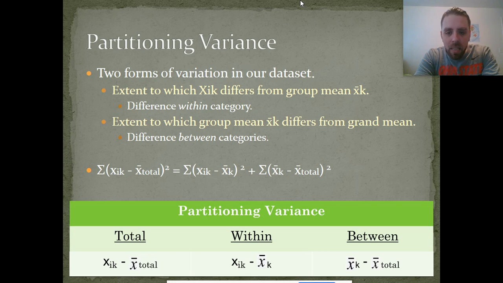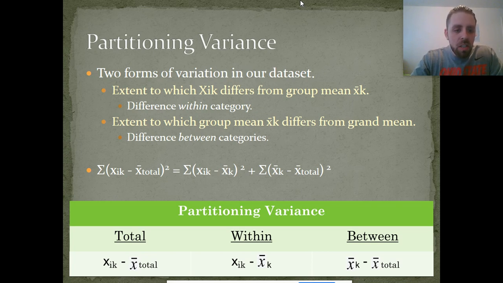Expressing that mathematically will run as follows. The summation of X_ik minus X bar total squared equals the summation of X_ik minus X bar k squared plus the summation of X bar k minus X bar total squared. Total variation, within group variation, and between group variation. So step one, I would like to introduce a new first step in our hypothesis test, and that will be: don't panic. Let's go through this in order.